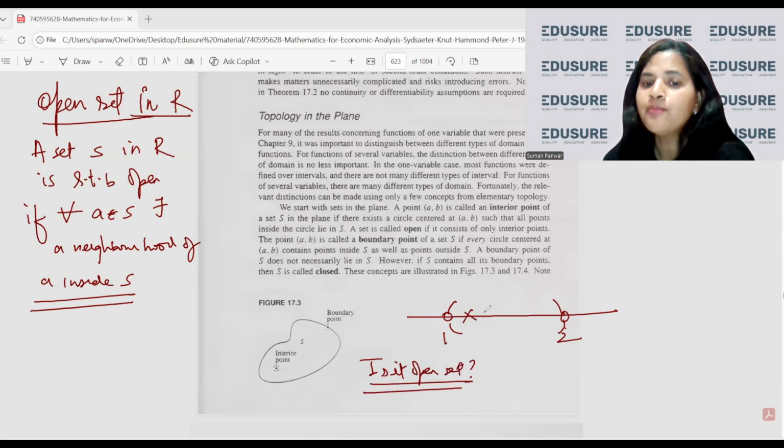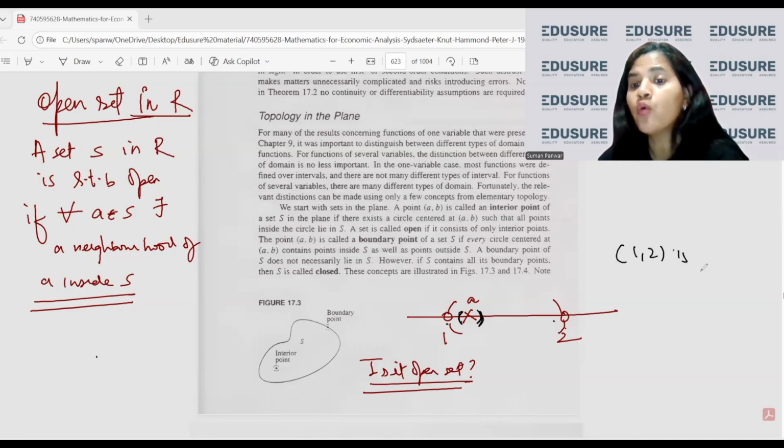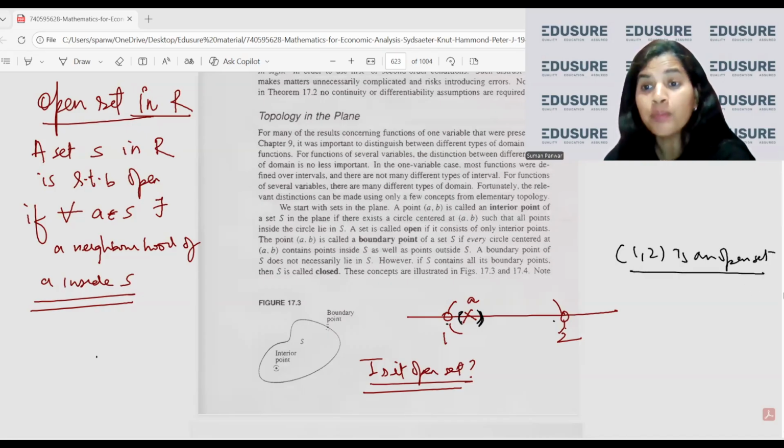If I take any point inside this set, I will always be able to enclose this A inside an open interval which is inside the set (1, 2). And I will be able to do it for all the numbers inside this open interval. That means this is an open set. Till now you call it an open interval, but in the mathematical definition it is an open set.